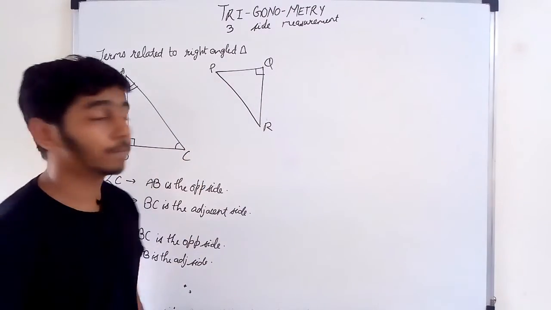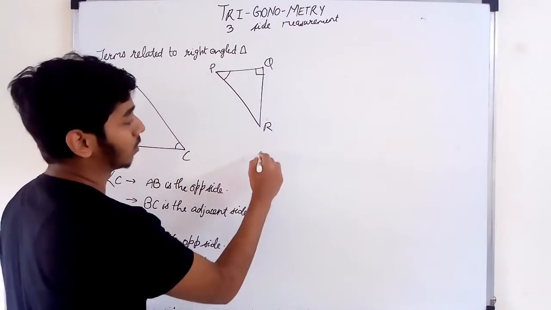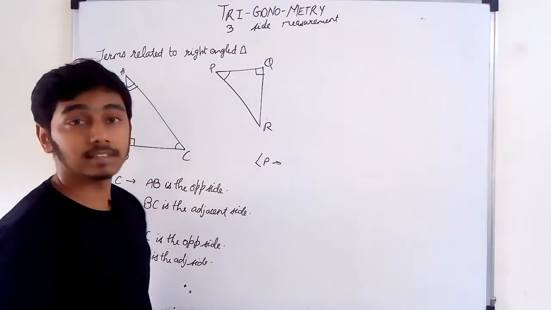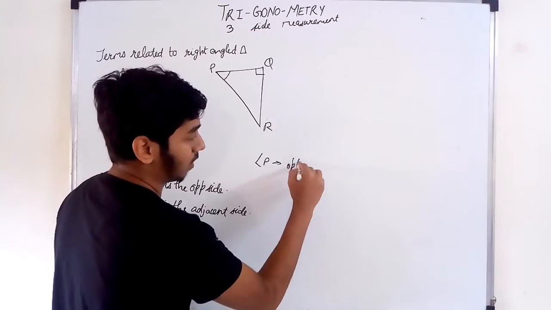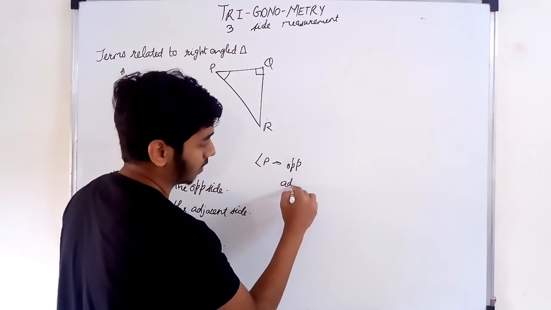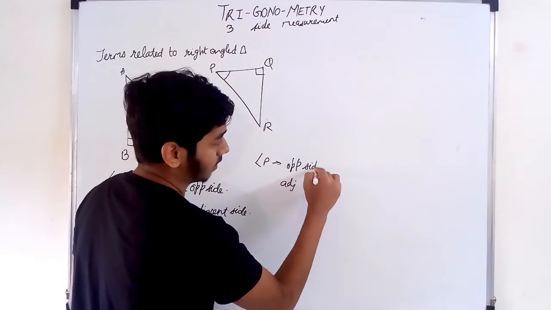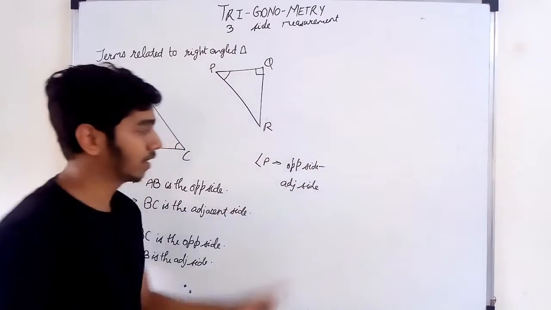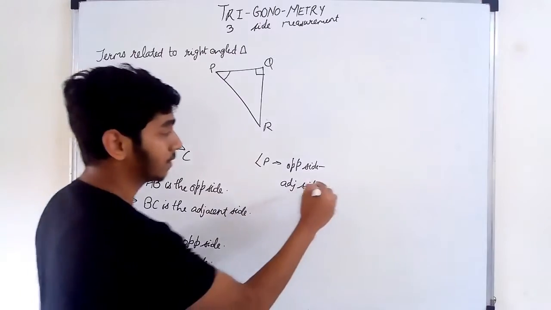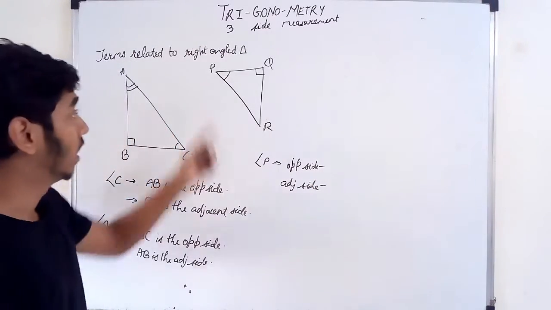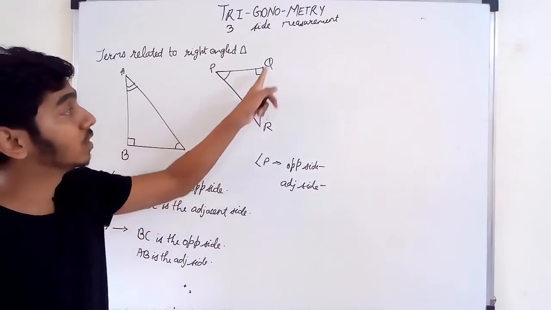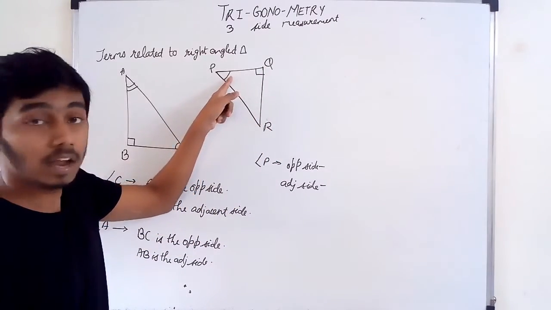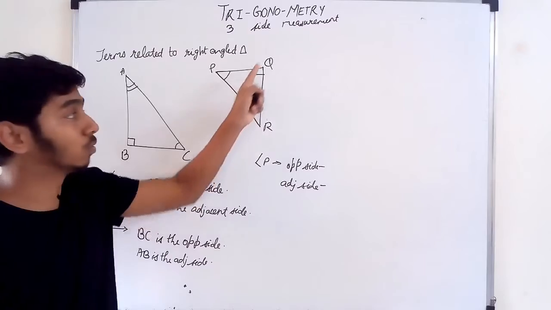Let's see for this. If I talk about angle P, which one is the opposite side and which one is the adjacent side? Angle P is this. Opposite will be QR, because this is the angle, and opposite will be just opposite. So QR.